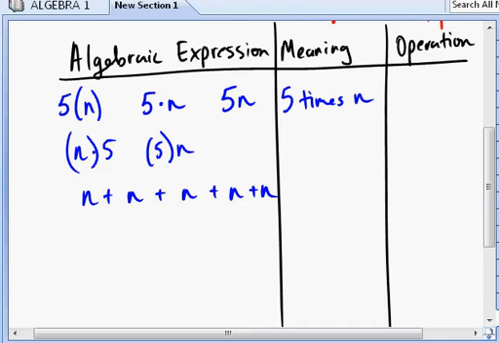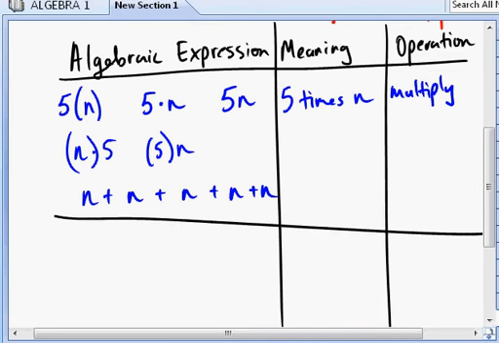Questions yet? Okay. What's the operation that's going on in all these up here? Multiplication. Good. So over here we're going to write multiply. Good. Okay. Next line.